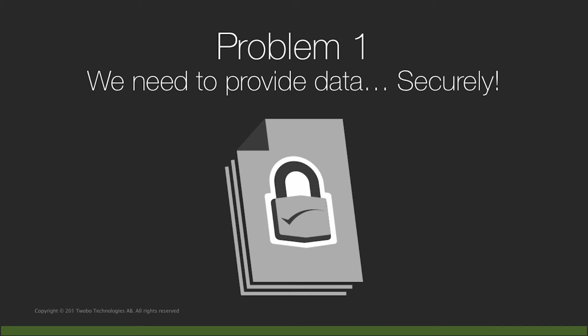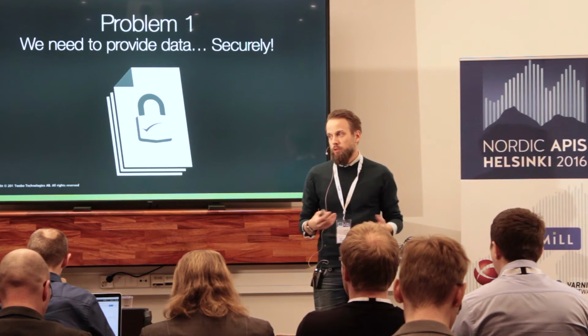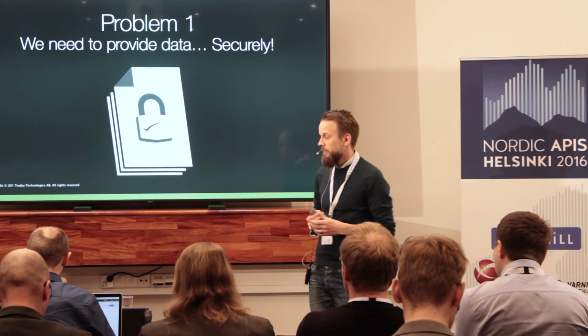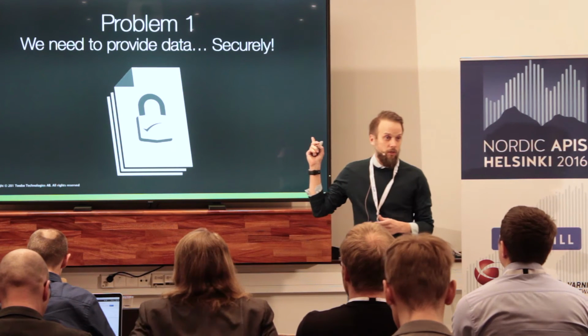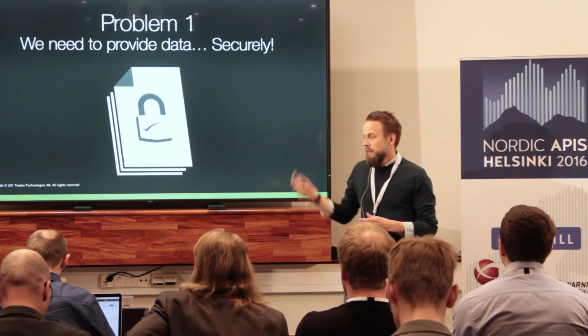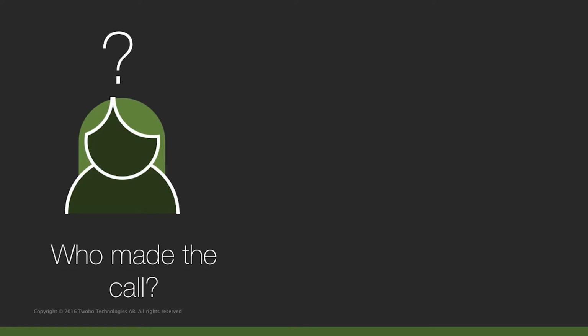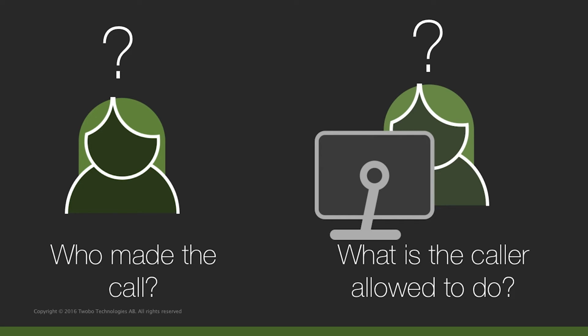What we really want to do is solve a couple of problems. We need to provide data. That's the essential problem we're trying to solve when we're building an API. And obviously, we need to do it securely. We need to make sure that the right person is making the call. So we need to answer the question, who made the call? But we also need to answer the question, what is the caller allowed to do? And the caller in this case could be both the client, the application, and the user who made the call. We need to know both.